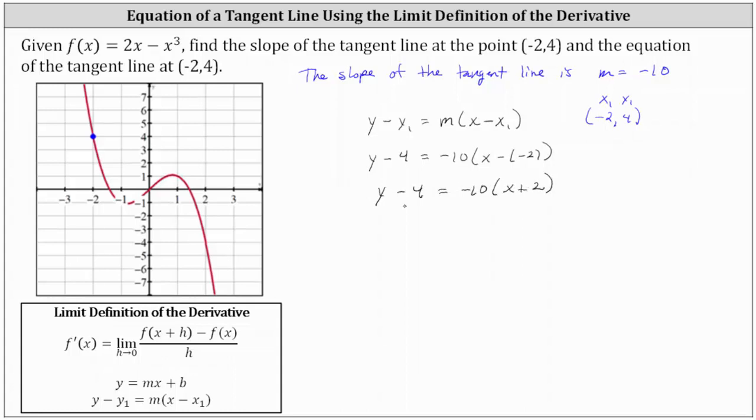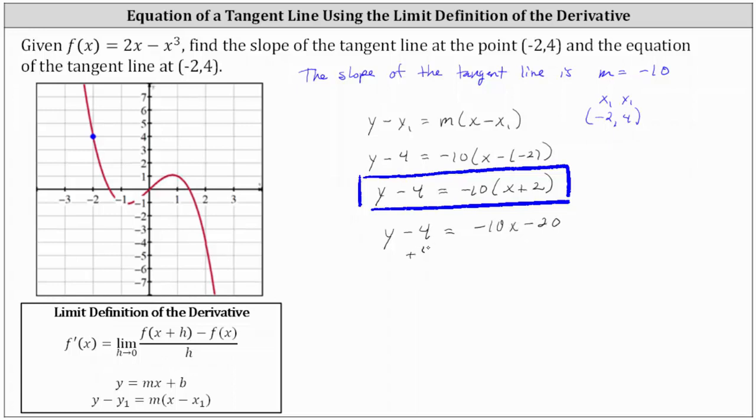We can use this as the point slope form of the equation of the tangent line, but let's also solve this for y and write the equation in slope intercept form. So we'll distribute negative 10 and then add 4 to both sides. Distributing negative 10 gives us negative 10x minus 20. And then we add 4 to both sides. Simplifying, we have y equals negative 10x minus 16. The equation of the tangent line is y equals negative 10x minus 16.